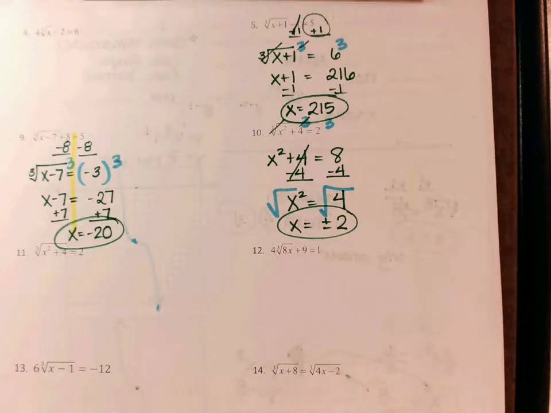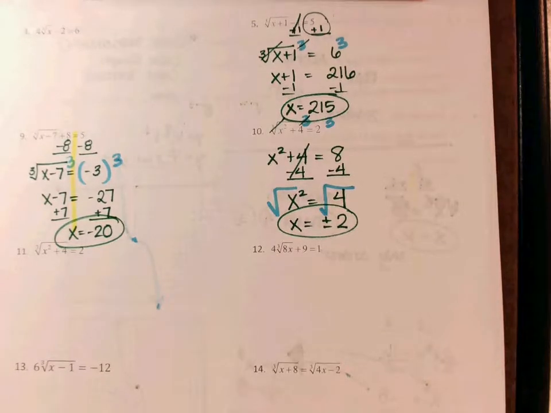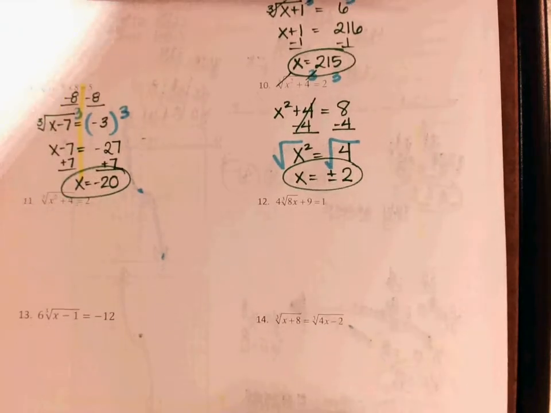Okay, the next one we're going to do is going to be one with a T-chart in it. Okay, so look down at number 11, please. But before we start, I need you to take the negative off and make it a positive. Yep, right there.